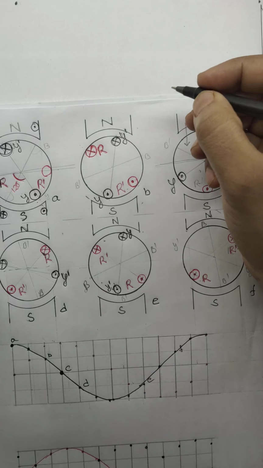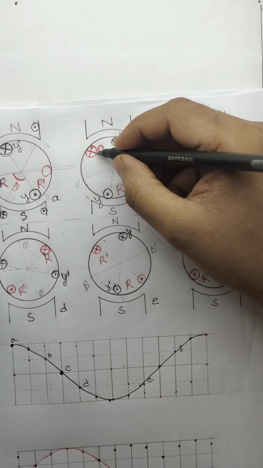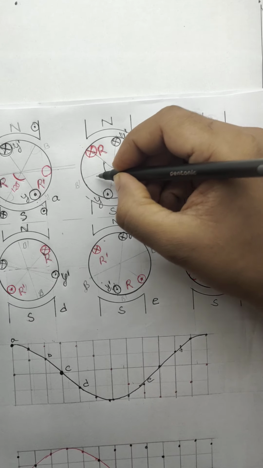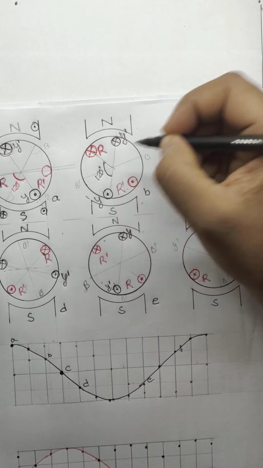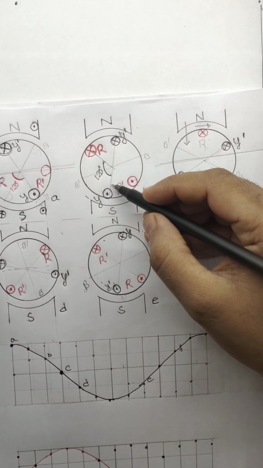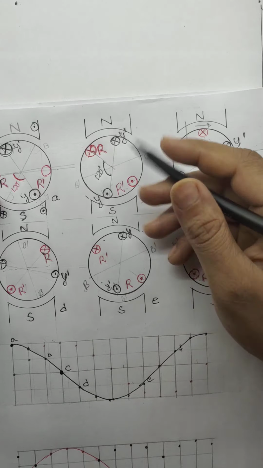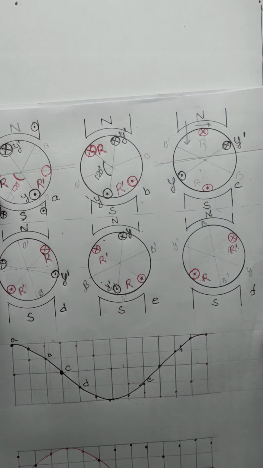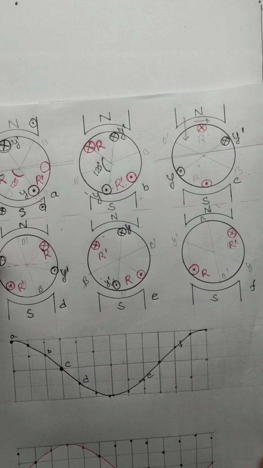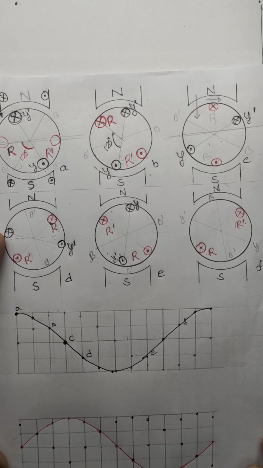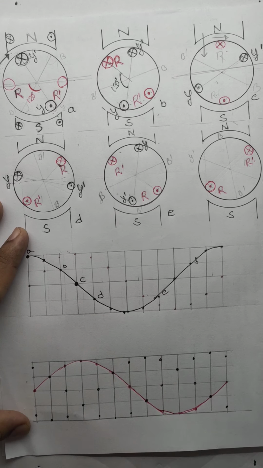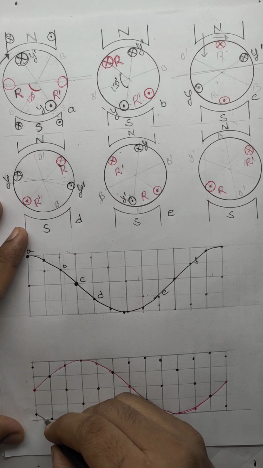How am I marking Y and Y dash? Y will be behind R by 120 degrees. This angle will be 120 degrees. So, if Y phase is placed 120 degrees behind R and it is also rotating in the same magnetic field, then this coil will also induce a voltage. So what will be the magnitude of this induced voltage? It will lag the R phase voltage by 120 degrees.